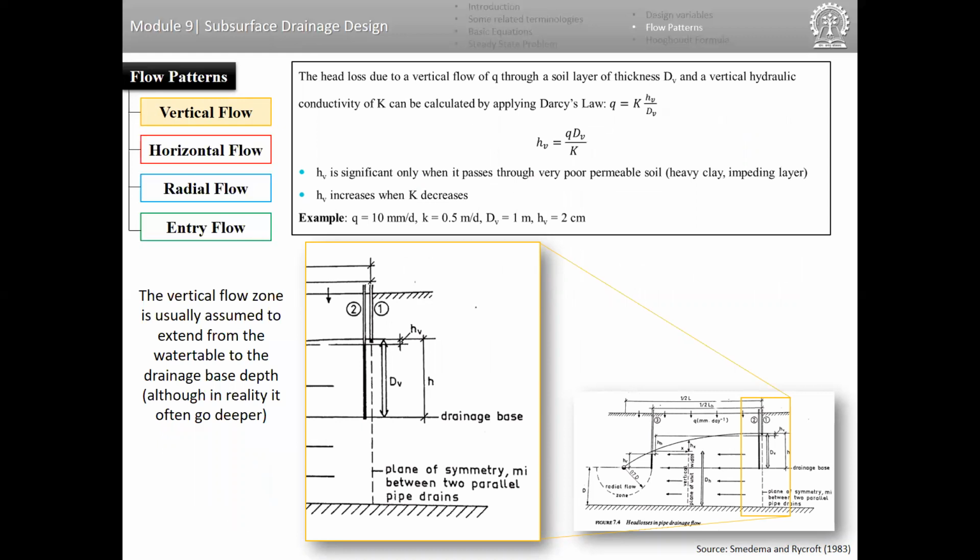So the head loss due to vertical flow. In this case, a vertical flow is happening. So there is a recharge Q. Head loss due to vertical flow Q through the soil layer, which is of thickness dV. So let's say this is the soil layer. This is the drainage base, and the thickness is given by dV, the thickness of vertical flow.